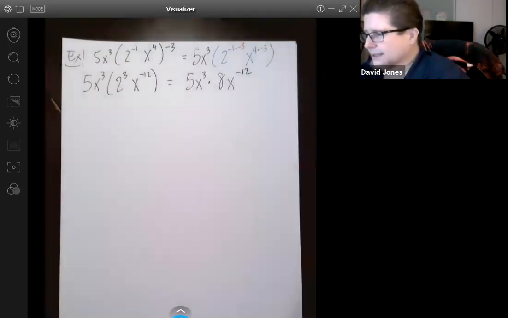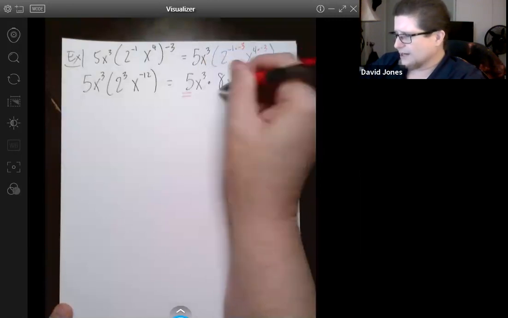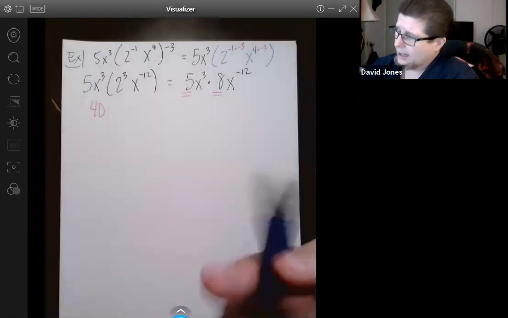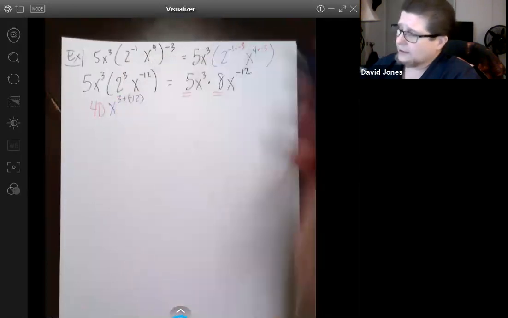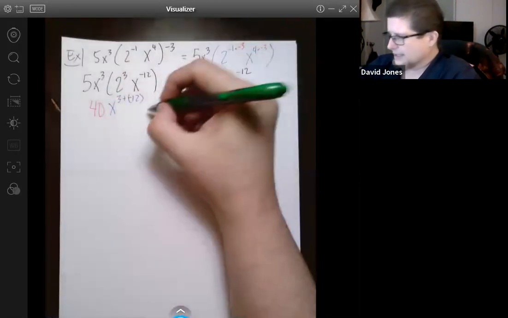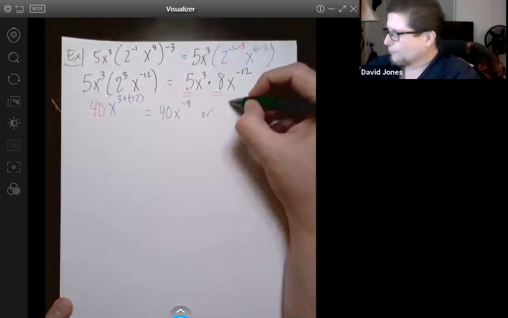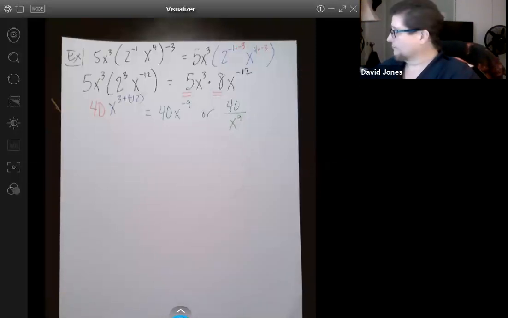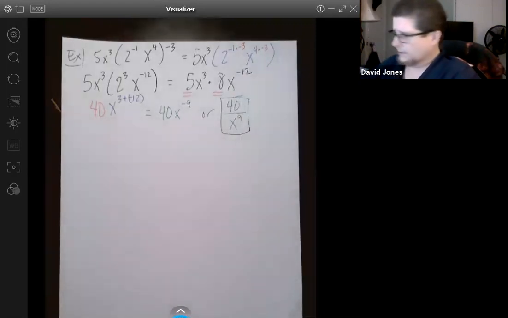I don't need the parentheses anymore because I've distributed the exponent. And now let's multiply coefficients. 5 times 8 is 40. And then I've got x to the 3 plus -12. It gives us 40x to the -9, or 40 over x to the 9th power.